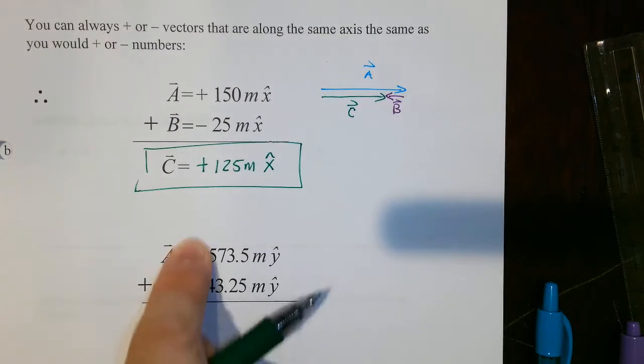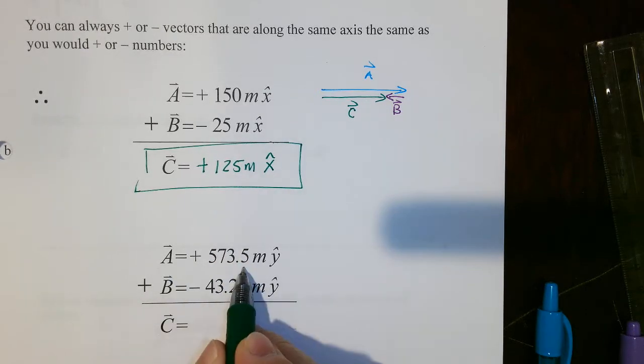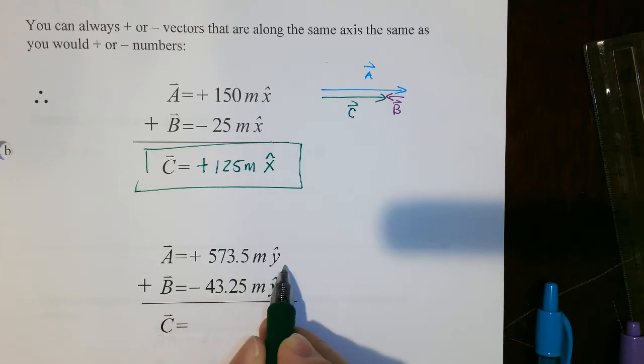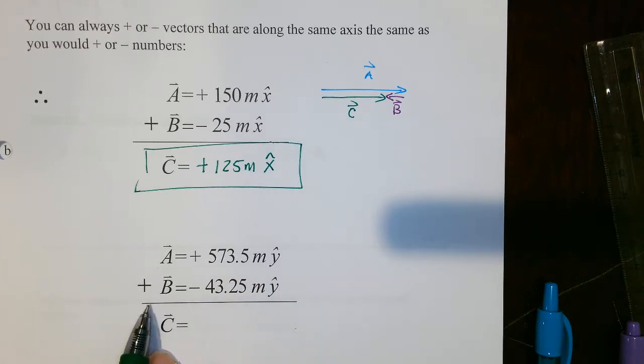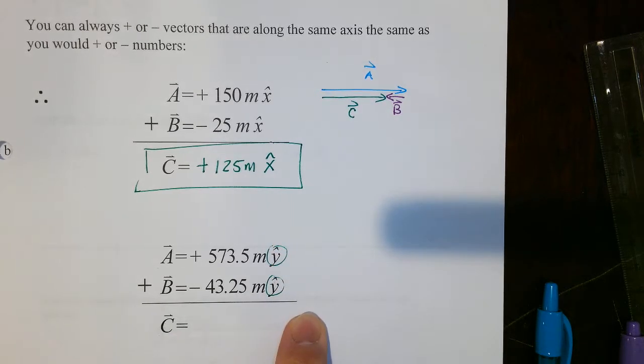Similarly, when I do this, get the calculator out, right? When I add A vector, it's 573.5 meters Y hat, and my B vector is negative 43.25 meters Y hat. Again, my Y hat, they match up. So now I can add them up algebraically and say this is only 530.25 meters Y hat. So this vector is along the y-axis.